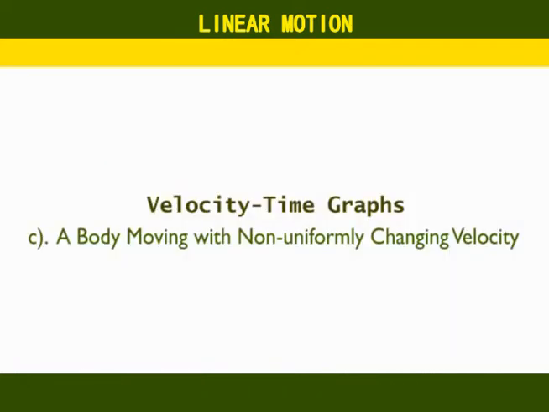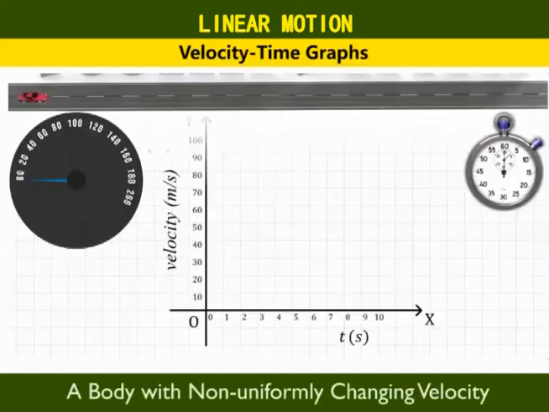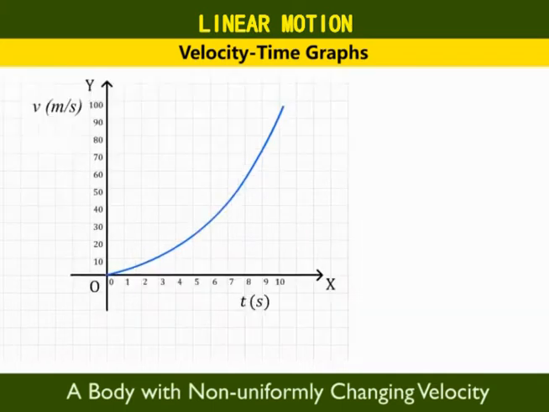Third scenario, a body moving with its velocity changing non-uniformly. This means that for equal intervals of time, the velocity increase or decrease is non-uniform. Like in the speed time graph, we have an upward curving graph for accelerating velocity. From this graph, we can calculate average acceleration and instantaneous acceleration.